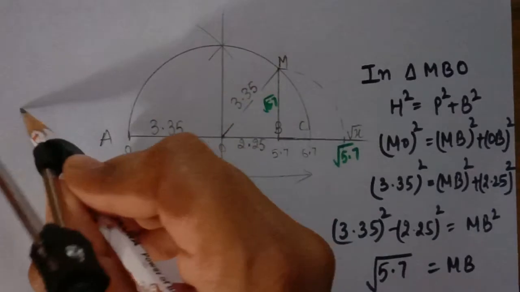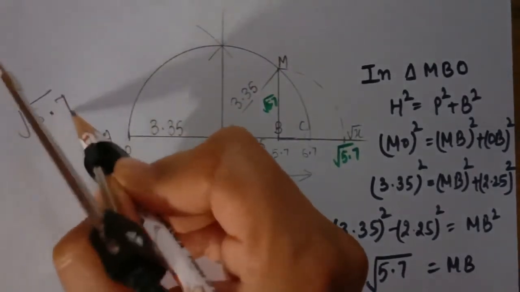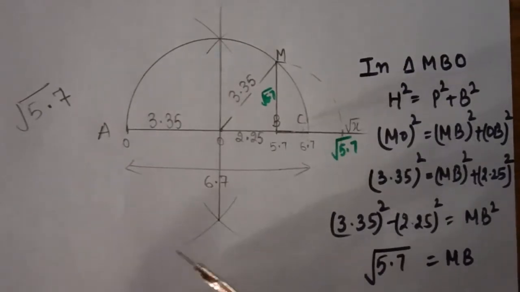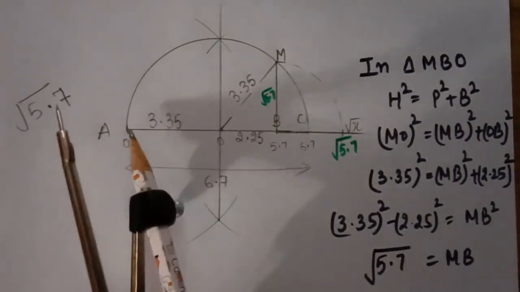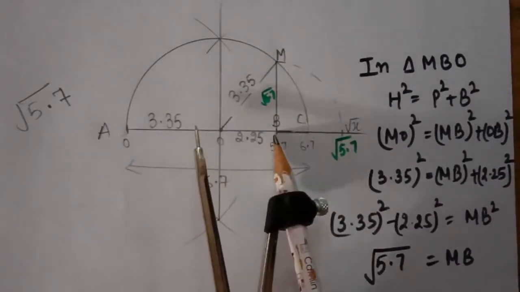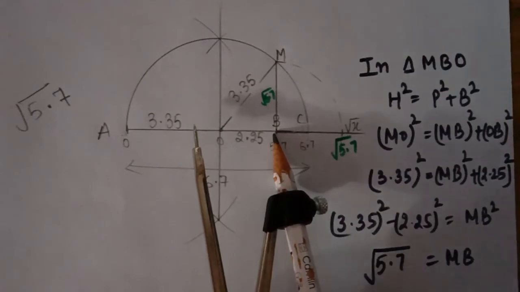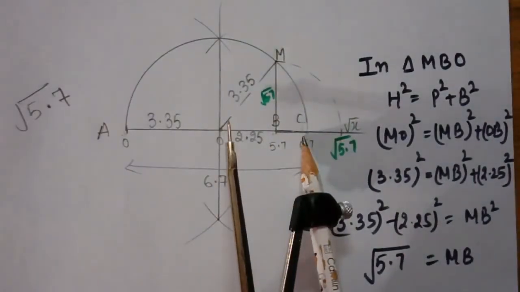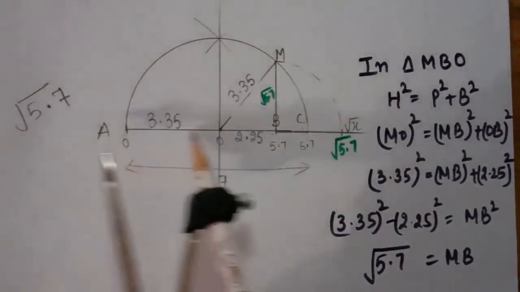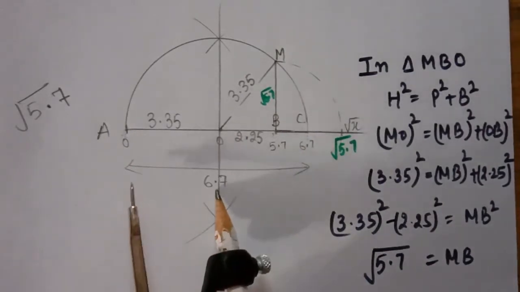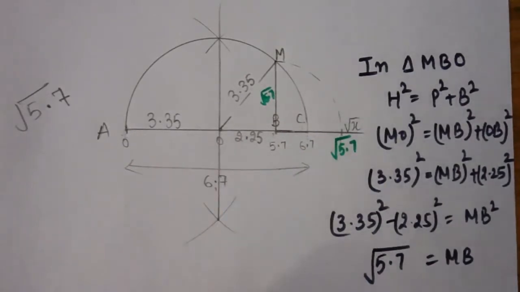If we want to draw root 5.7, first of all we will take a number line. Mark AB, which is equal to 5.7, with the help of a scale. Then we will make one more unit, adding one unit to AB, so AC is equal to 6.7. This is our rule: we take one more unit of the given number.